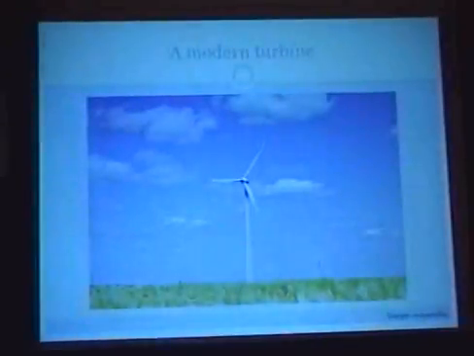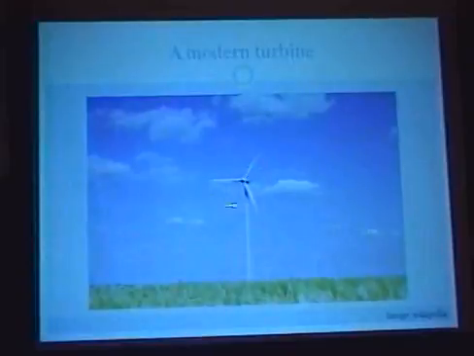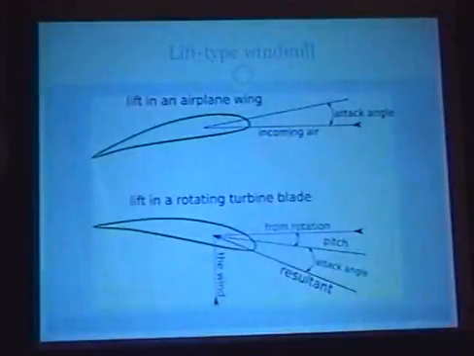So you see that a modern generating turbine looks something like this, where there's a generator up on the tower, and it looks in some ways like the Dutch-style mill rather than the drag-type mill. So it's based on the principle of lift. That principle is what's inherited by aircraft. So a good way to start to think about how these things work is to think about an airplane wing.